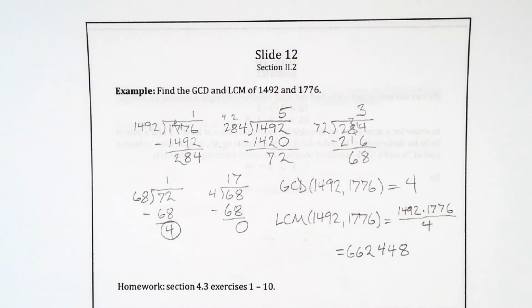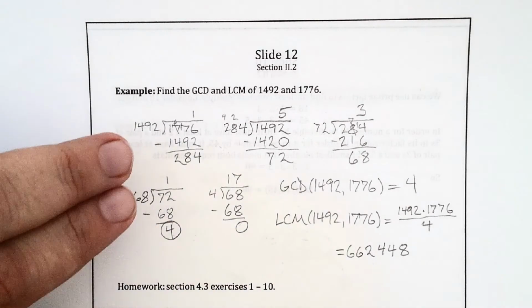Okay, so the homework is exercises 1 through 10. It just focuses on the 3 methods: intersection of sets, prime factorizations, Euclidean algorithm. If you're asked to use the Euclidean algorithm to find the least common multiple, do what I just did right here.